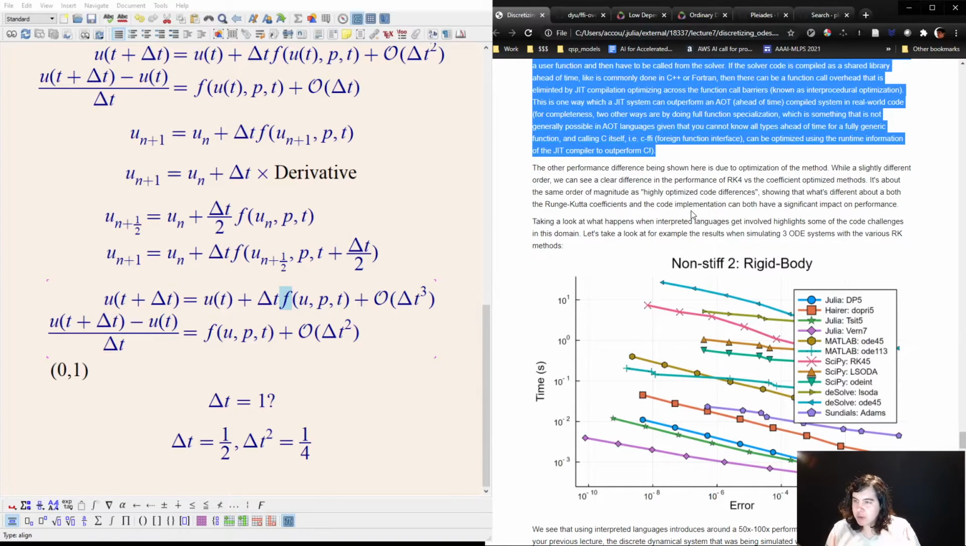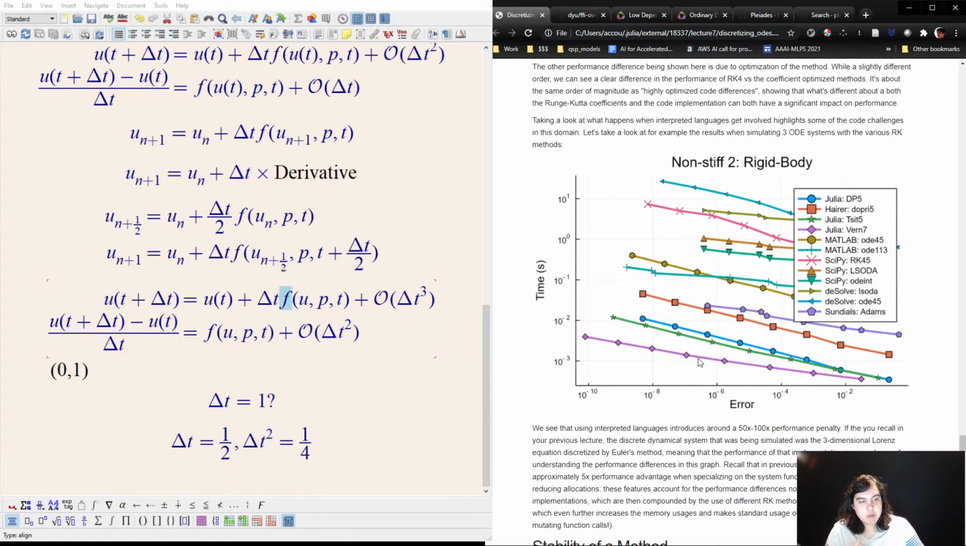So if you're using one of these slower languages, then writing that function call inside of the interpreted language will probably have a pretty large performance hit. And if you do this benchmarking between different languages, you see exactly that, where you can get this 50x to 100x performance difference due to these factors of basically the interpreter getting in the way.